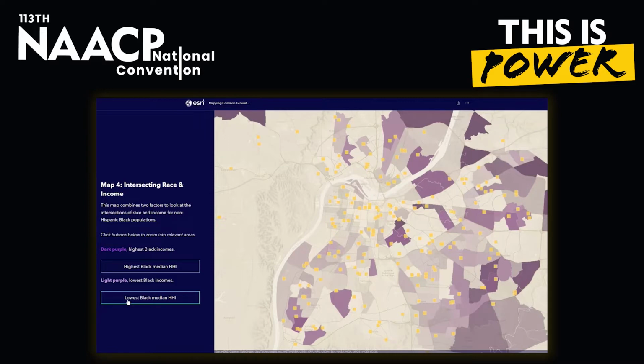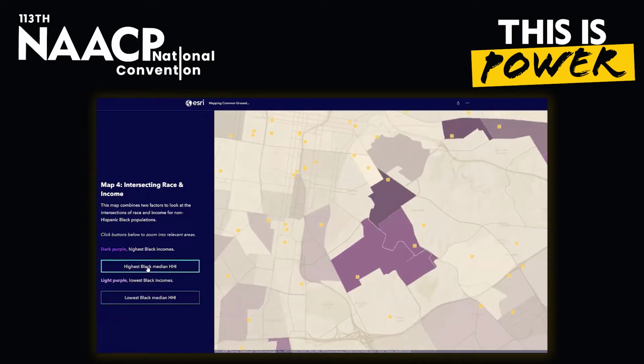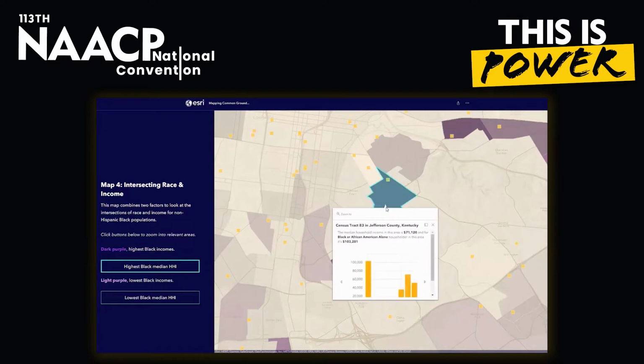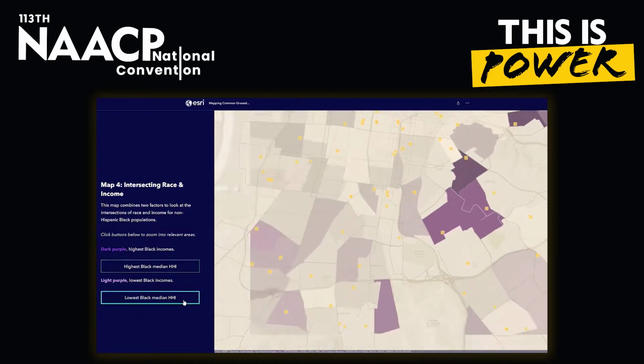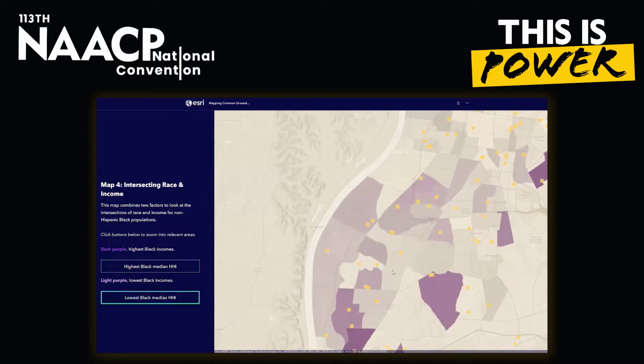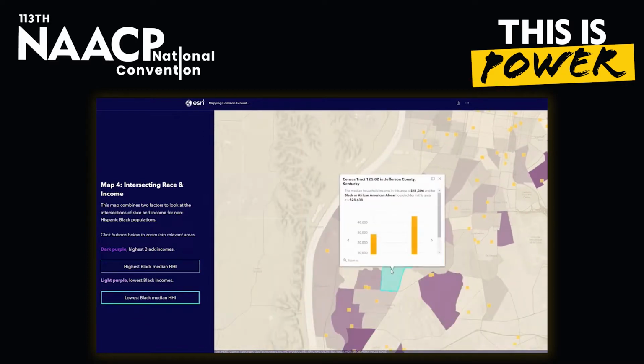So incomes go from dark purple to light purple, so that's from high to low. The dark purple areas are Black communities with the highest income. Householders in this area earn 6 figures, while the light purple areas have lower incomes. Householders in this area earn about $28,000 per year.